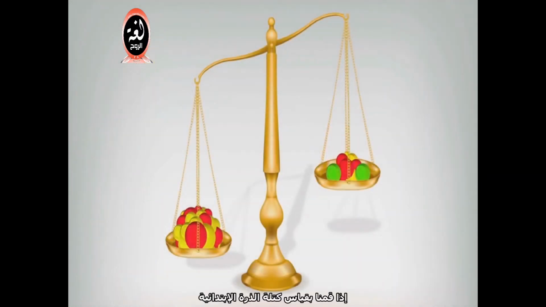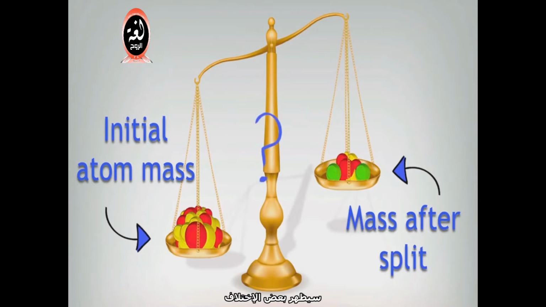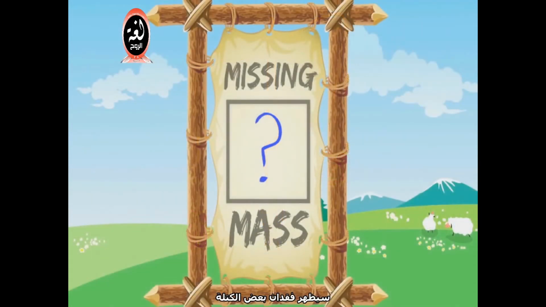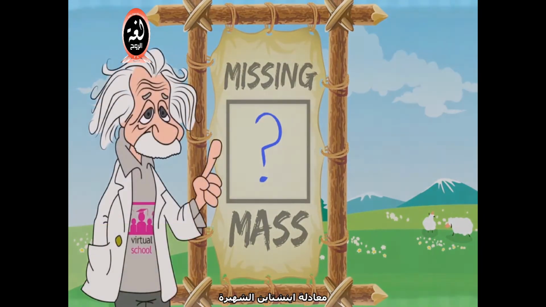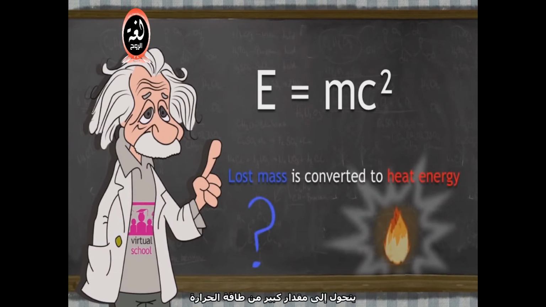If we measure the mass of the initial atom and the total mass of the products after the split, there seems to be a discrepancy. Some mass seems to be lost. Einstein's famous equation, E equals mc squared, shows that this incredibly small amount of lost mass is converted into a huge amount of heat energy. So we know each atom splitting up gives off some heat energy.